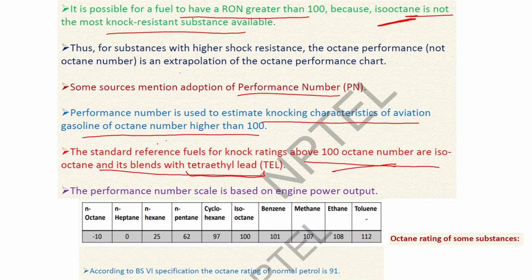These are the performance numbers of some of the fuels according to the BS6 specification, that is the Bharat Stage 6 specification. The octane rating of normal petrol is 91. Okay, so right now the normal petrol has an octane number of 91.